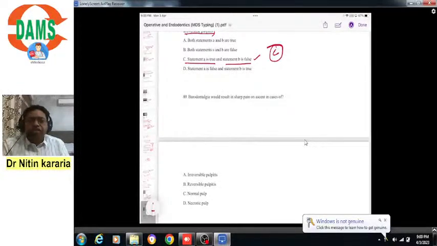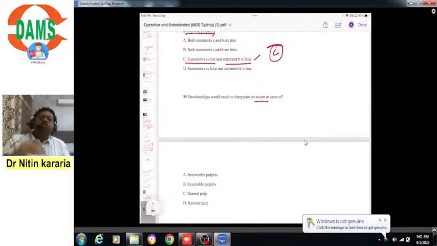Barodontalgia would result in sharp pain on ascent. Ascent means we move up, there is an increase in the altitude. From the ground level we are moving up. In cases of irreversible pulpitis, reversible, normal or necrotic pulp.